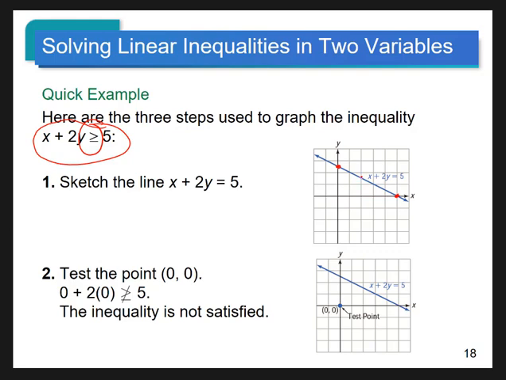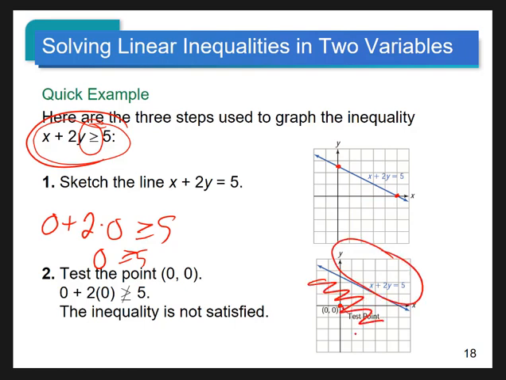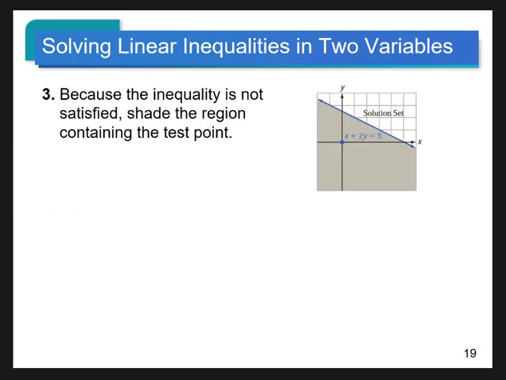We sketch that line. We pick the test point 0, 0. We put 0 into this inequality. 0 plus 2 times 0, is that greater than or equal to 5? Well, 0 is not greater than or equal to 5, so that's not true. So the solutions are over here, which means we're going to black out that side.